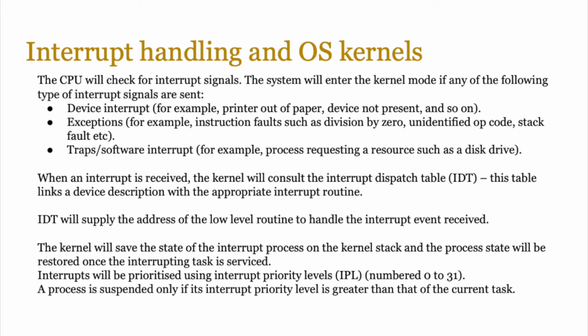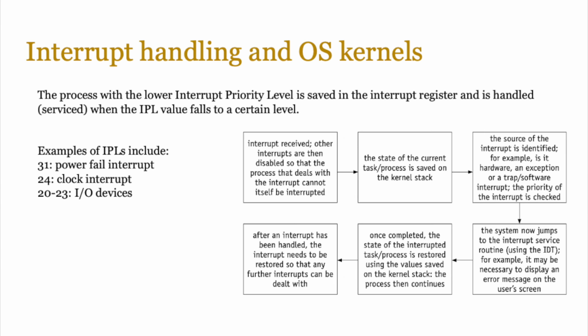Now the interrupts can be prioritized using the interrupt priority level, which are often numbered from 0 to 31, and a process is only suspended if its interrupt priority level is greater than that of the current task. Now the process with the lower interrupt priority levels is normally saved in the interrupt register, and it's serviced when the IPL value falls to a certain level. And that actually makes sense. For example, if you get an interrupt priority level of 31, which is a power fail interrupt, you want to be dealing with those first because they're very critical to the operation of a computer compared to something that might come across from a user input.